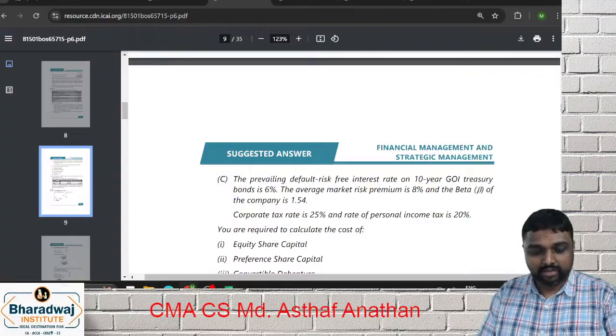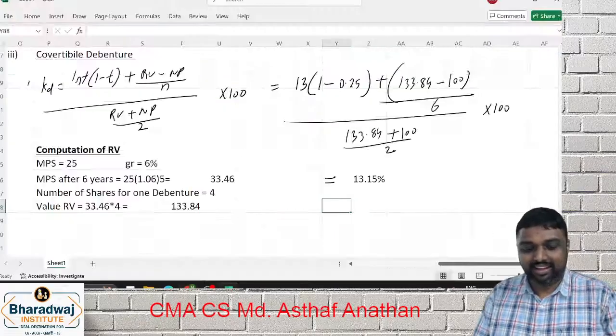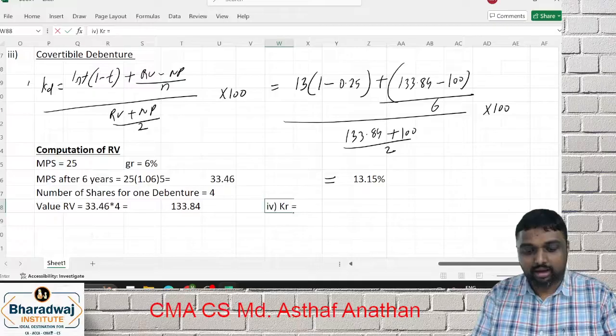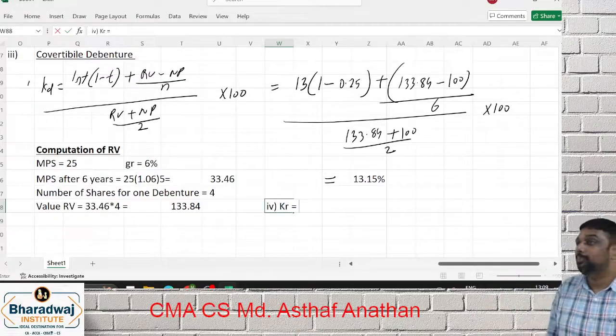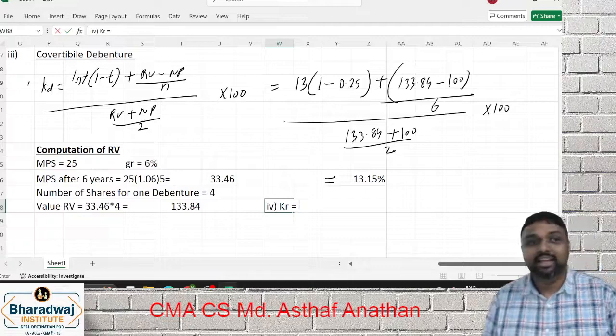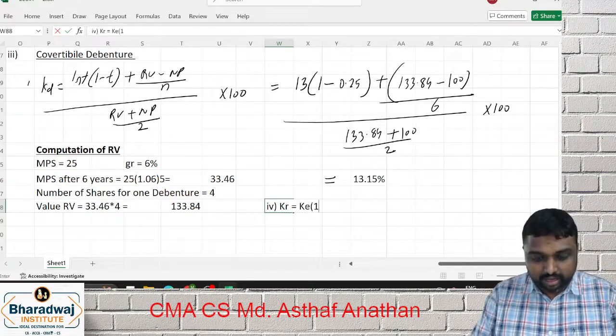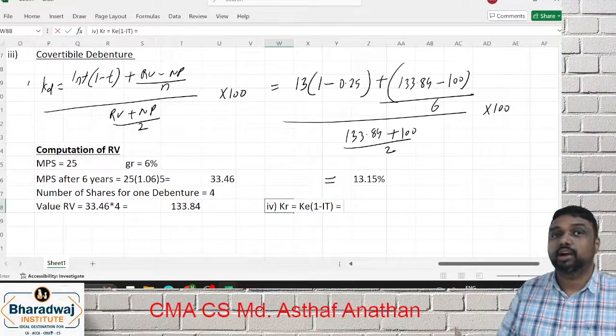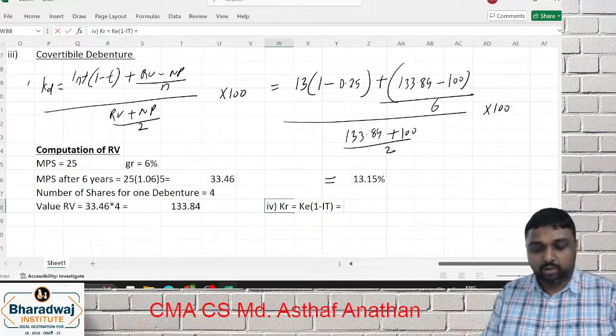Now what is next, friends? Retained earnings. Under retained earnings, KR, here is the situation to apply. What is the situation? A personal tax is given. If personal tax is given, KE into 1 minus IT. There is no BR, brokerage. It is not given. So what is your KE?